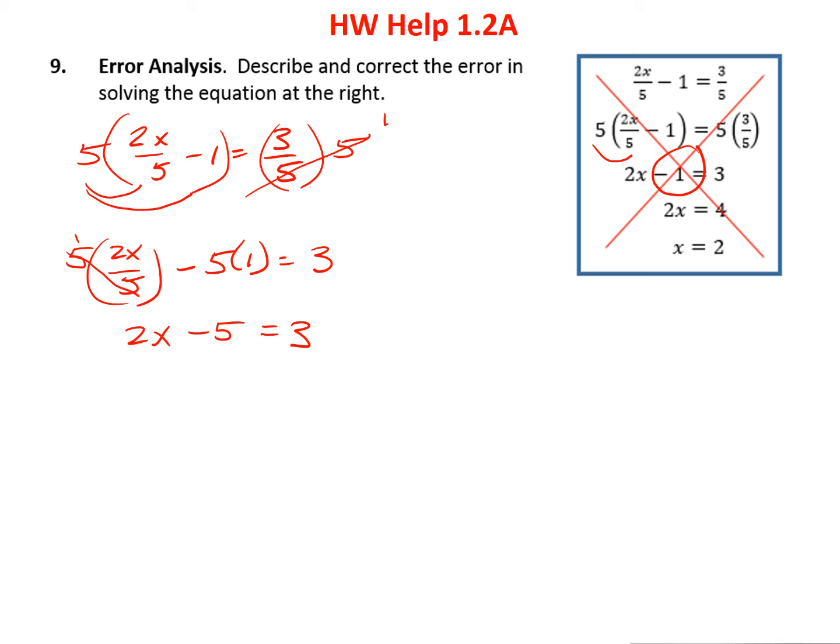When you distribute, you multiply it by everything in the parentheses, and that was the mistake they made. So if we want to finish it, now the opposite of subtracting 5 is adding 5. Addition property of equality, that's 0, and I end up with 2x equals 8. And now we undo 2 times x by dividing by 2, and we find out that the correct answer is 4. And if we put that back in, it works. Whereas if we put back in the x equals 2, you would discover that that does not work.